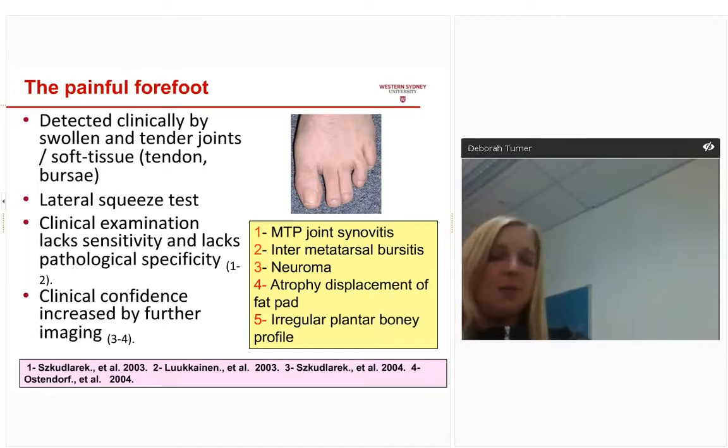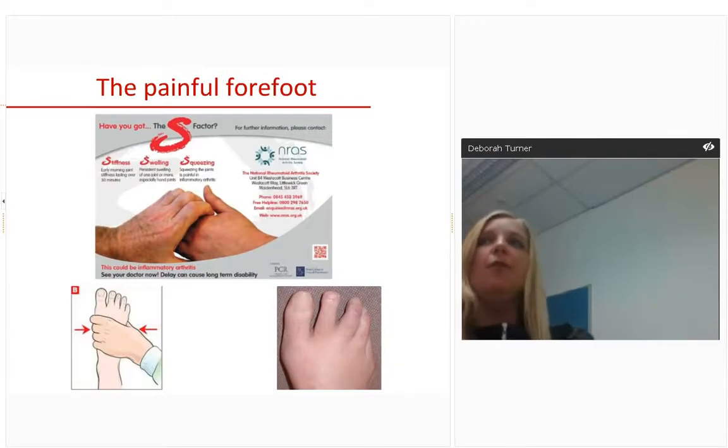And by using imaging like ultrasound, we can really increase our clinical confidence of what structures are involved and more appropriately manage these patients. The one thing really to consider in the painful forefoot is, does your patient have the S factor?